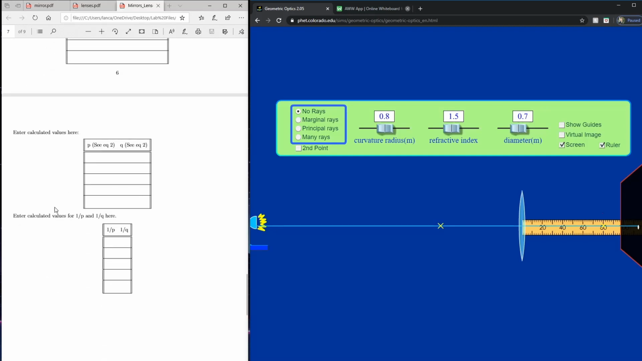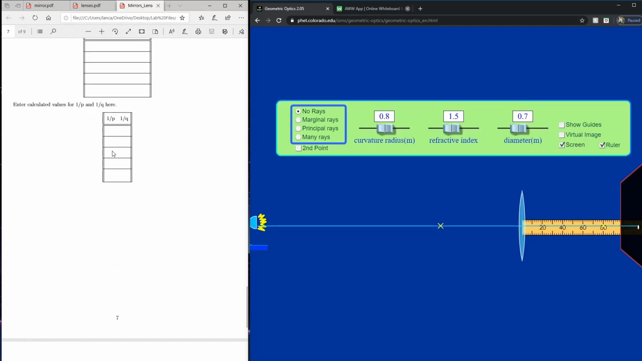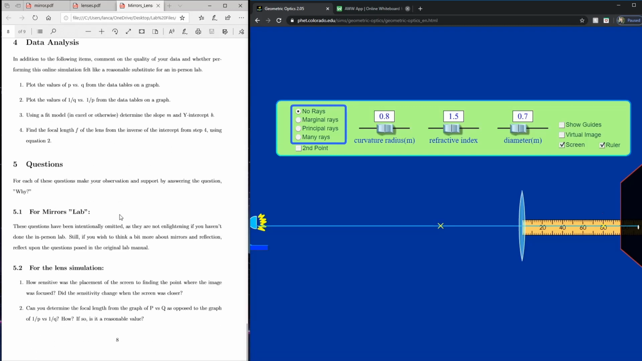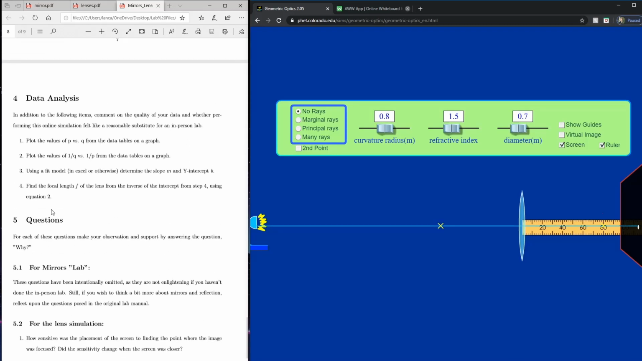and then you can make your calculations for P and Q for each of those 5 scenarios, and then you can calculate 1 over P and 1 over Q based off of this table, and you should be free and clear to answer these data analysis questions, which I will leave up to you.